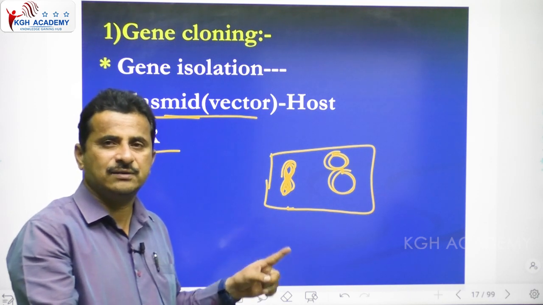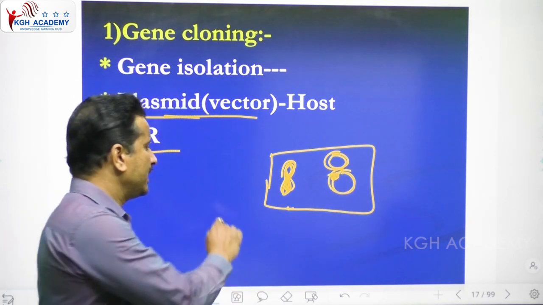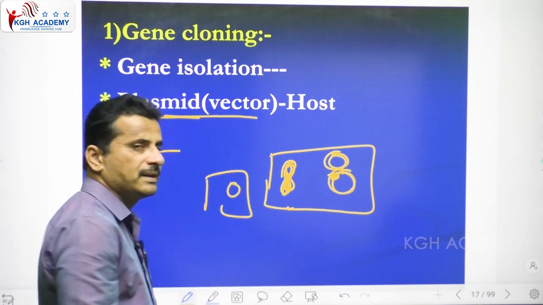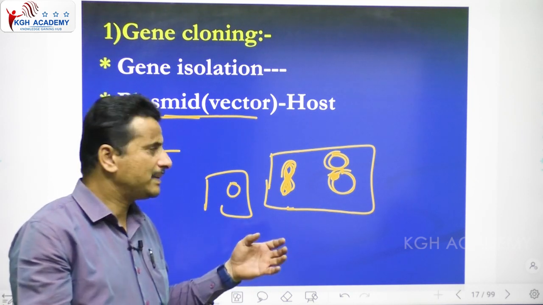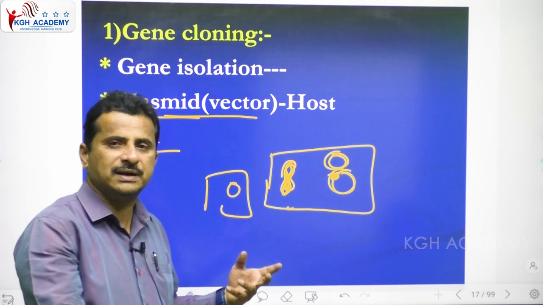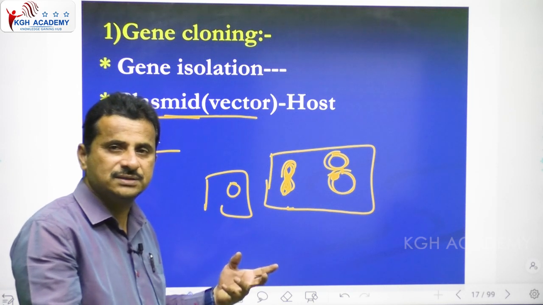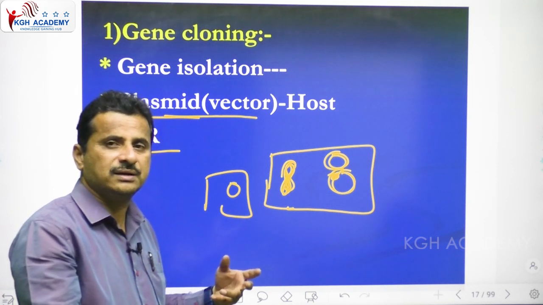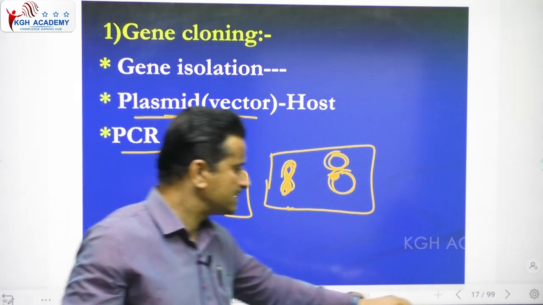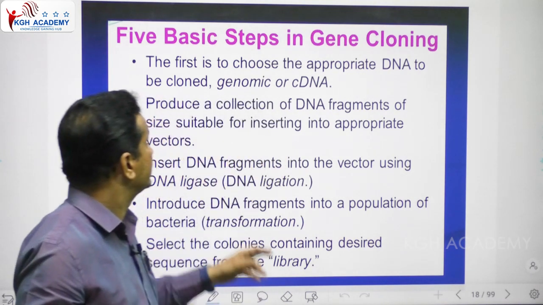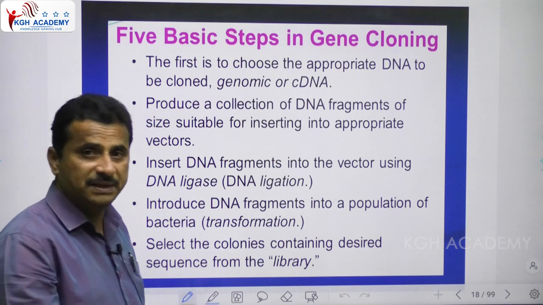First we insert our interested gene into this plasmid, and then we transfer it into the host. When the host multiplies, the plasmid multiplies, and automatically our gene multiplies. This way we use a vector called plasmid, and we produce n number of copies. This is nothing but gene cloning. To understand this, here I am giving a short gene cloning method.